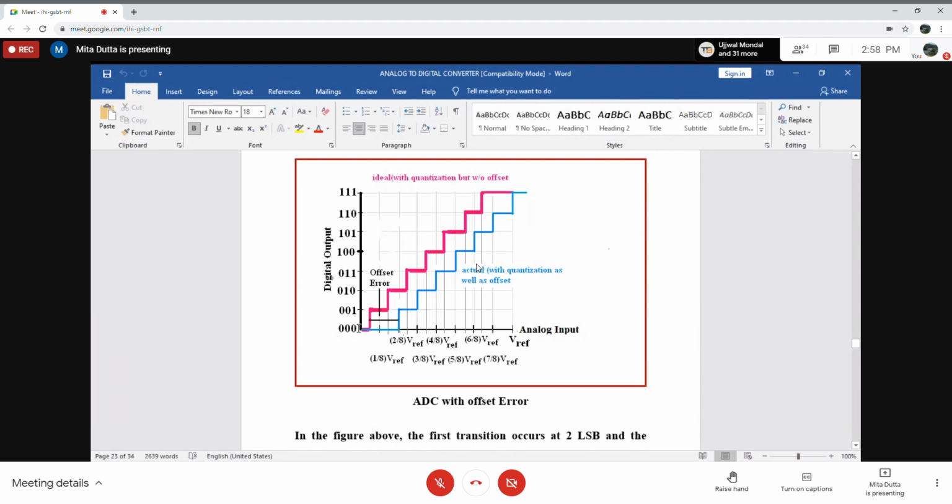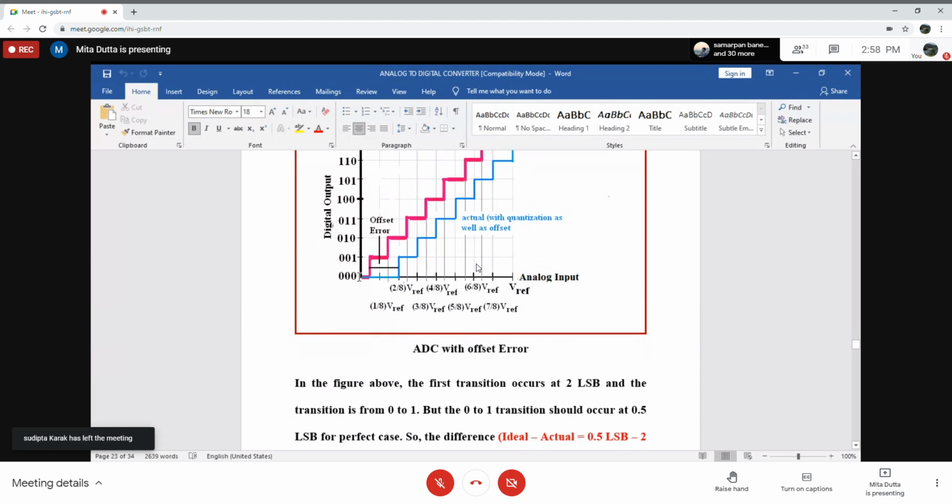Clear? Because for this range of analog input voltage the output will be zero, whereas here, for this amount of analog input voltage, the output will remain zero. But here we have this much voltage as an input, up to this much voltage as an input, the output will be zero.